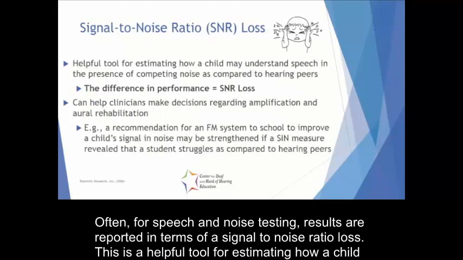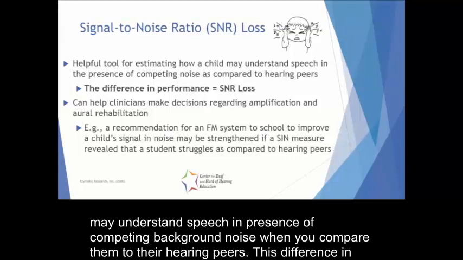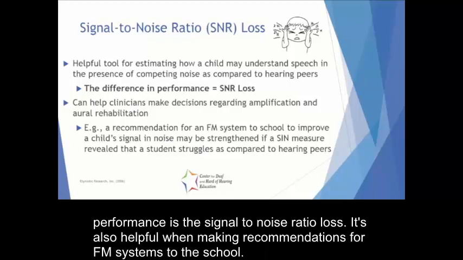Often for speech and noise testing, results are reported in terms of a signal-to-noise ratio loss. This is a helpful tool for estimating how a child may understand speech in presence of competing background noise when you compare them to their hearing peers. This difference in performance is the signal-to-noise ratio loss. It's also helpful when making recommendations for FM systems to the school.